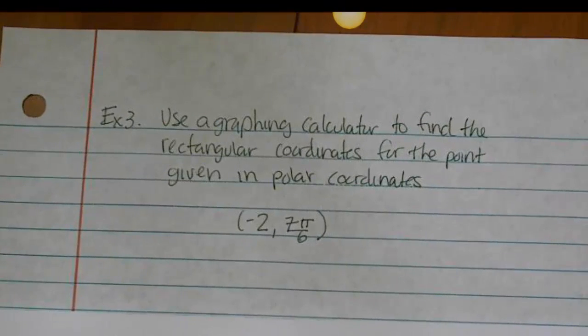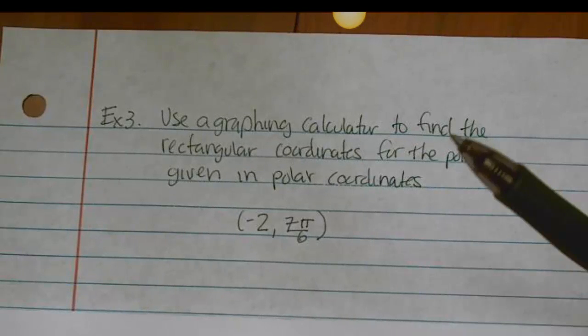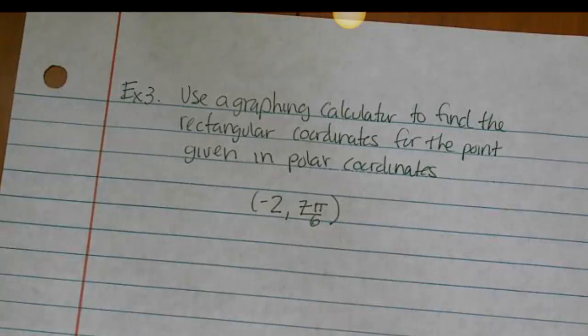Okay, for example 3, we're going to use a graphing calculator to find the rectangular coordinates for the point given in polar coordinates. So I just want to do this by hand first. I know the directions want me to use a graphing calculator, but this way, when we use the graphing calculator, we can kind of verify our results and you can see how it works.